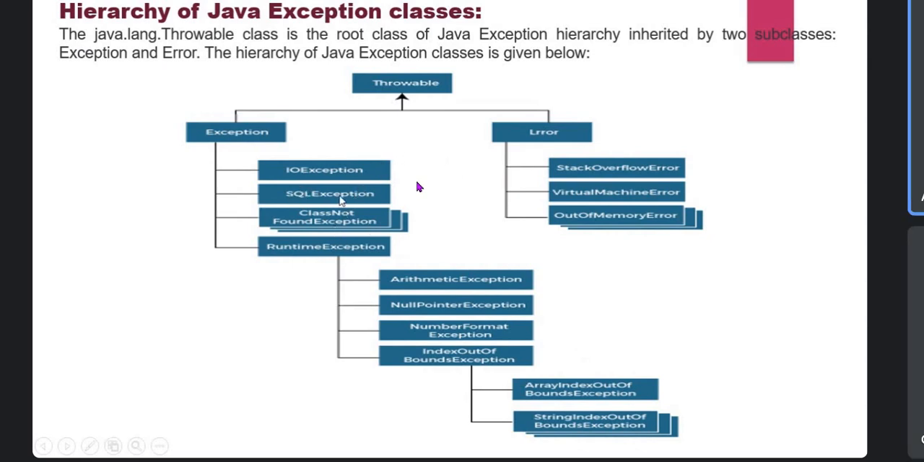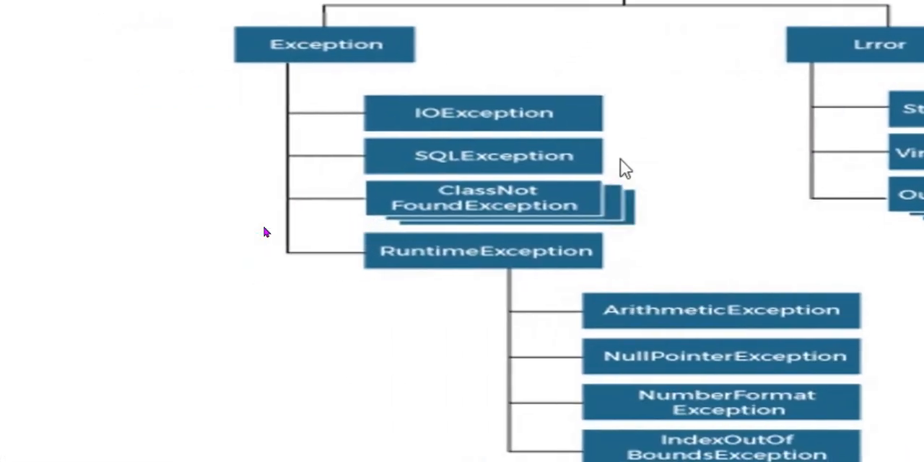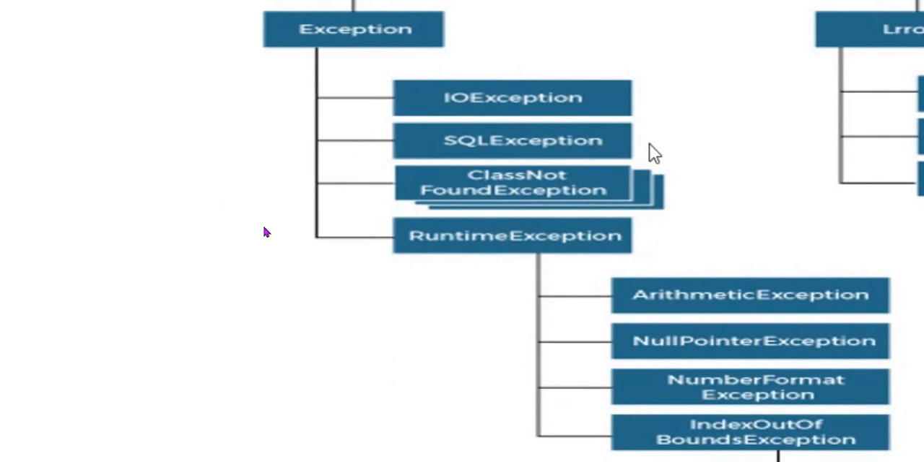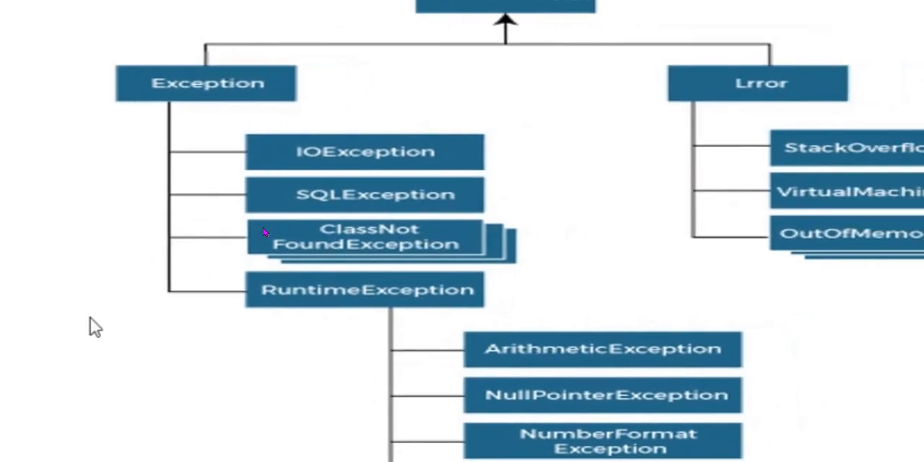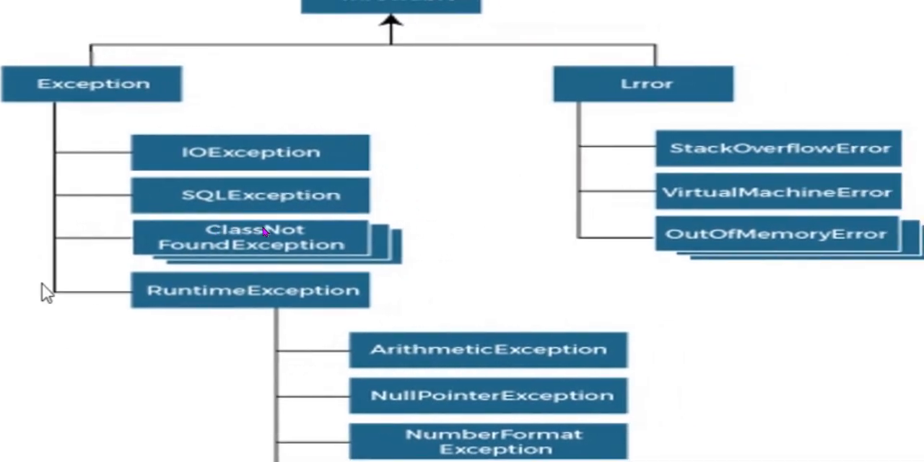Sir, can I know what exactly this SQL exception is? What happens here, sir? So all database-related exceptions come under this. For example, let's say you are writing one line of code, and that code is to connect to the database. Connecting to the database, there is a possibility that you cannot connect. The database might be down. Okay, so it will throw SQL exception.